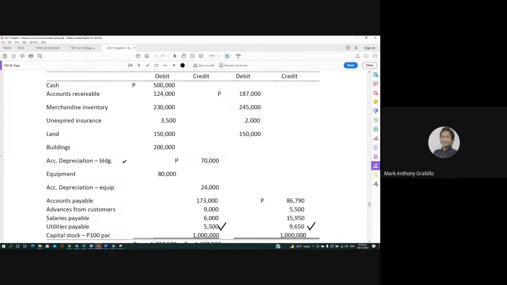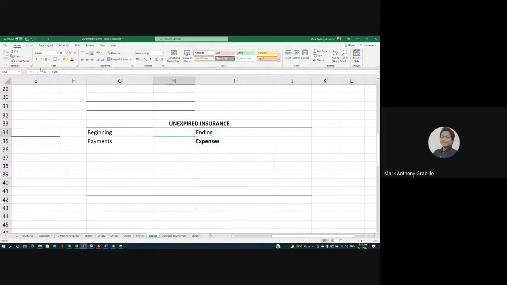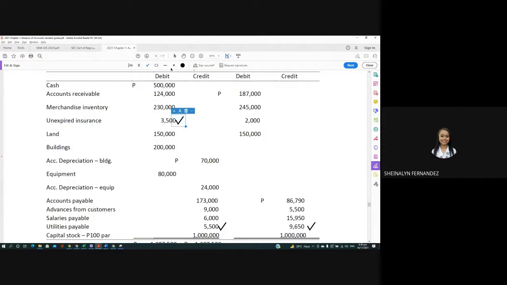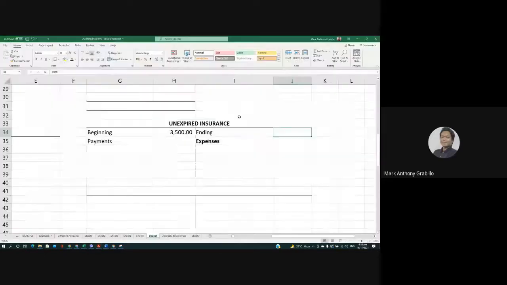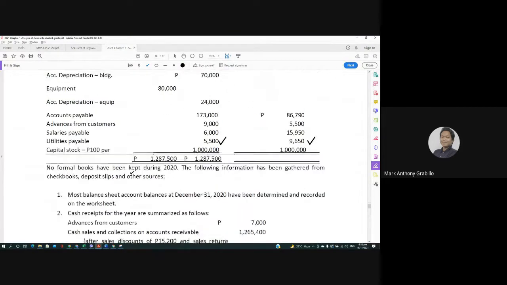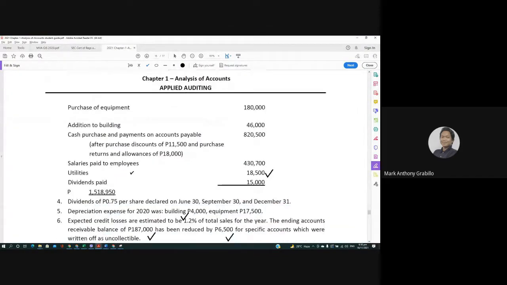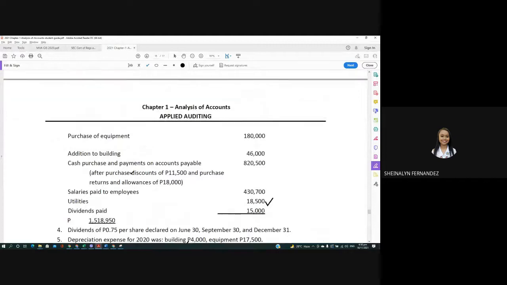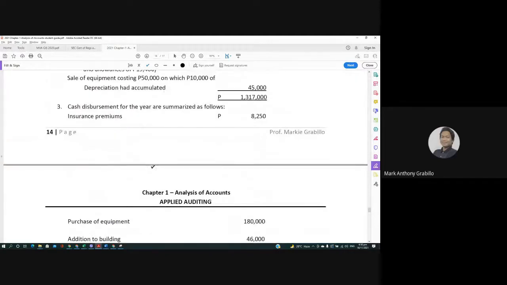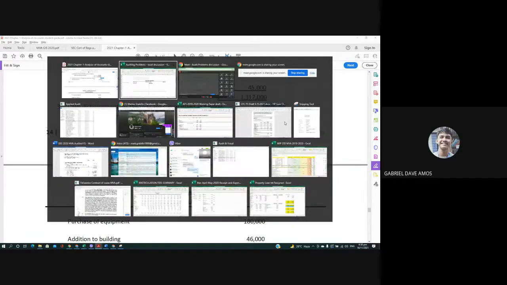How much is the beginning balance of unexpired insurance? 3,500. Ending balance? 2,000 pesos. Are there payments? Let's look for them. 8,250.